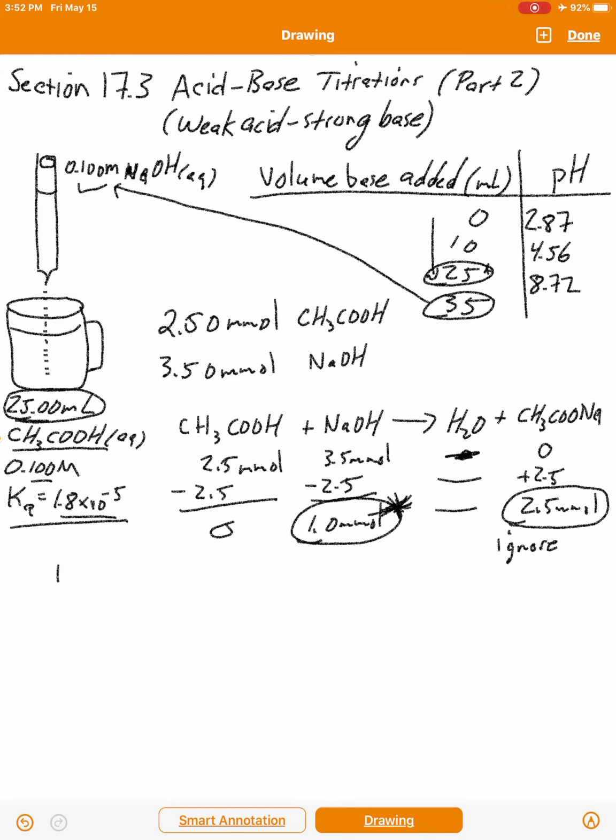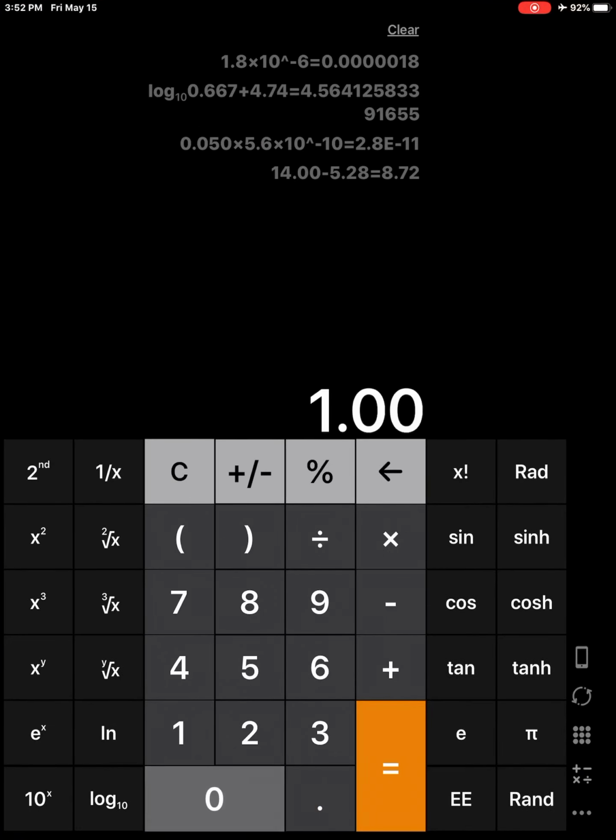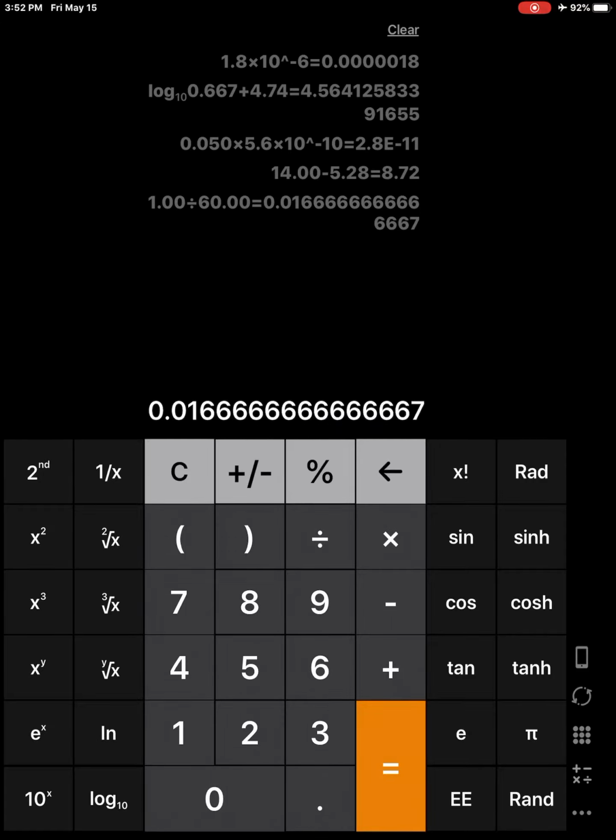Okay, well, we have 1 millimole of sodium hydroxide. What's the total volume? The total volume is 35 ml plus another 25 ml, so that's 60 milliliters. That's the volume of the solution. So that should be 0.0167, but let's check it. 1 millimole divided by 60 milliliters, 0.0167.